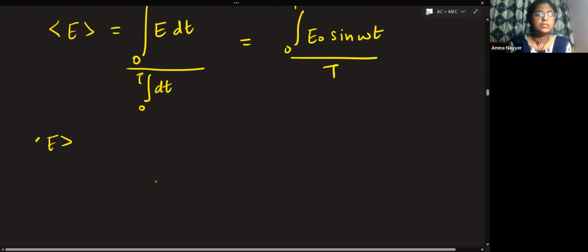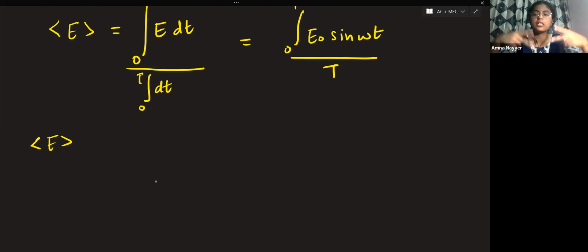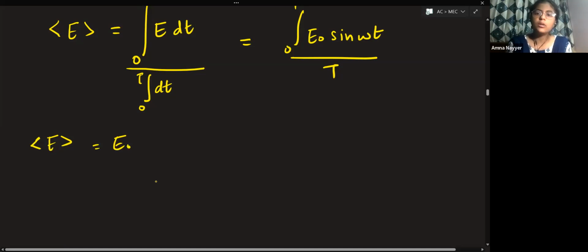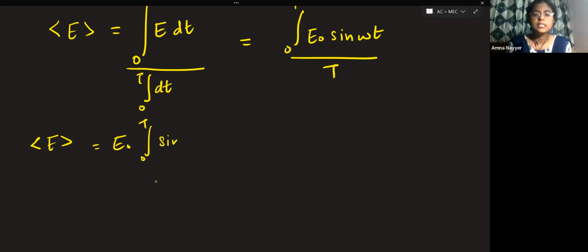So average EMF is shown. Any quantity whose average has to be shown is shown by these brackets. So E naught is a constant. E naught will be over here, integrating 0 to T sine omega t dt. Here also dt will come. This dt divided by the time period. Fine. Now integration of sine omega t.